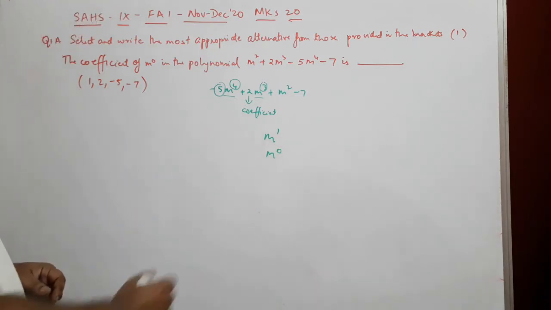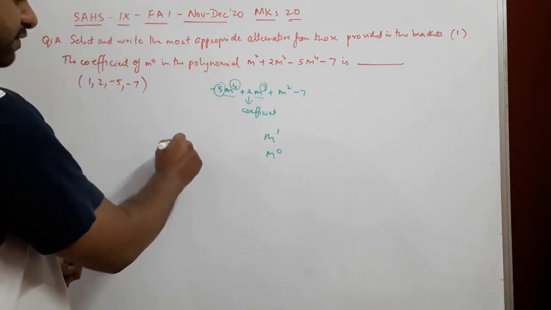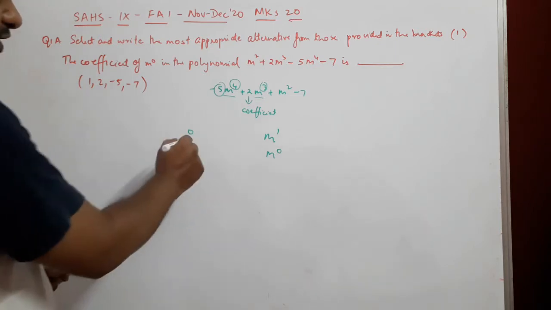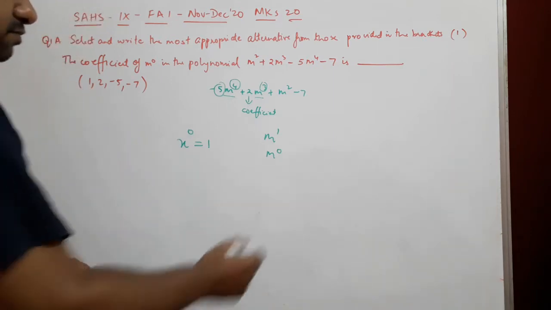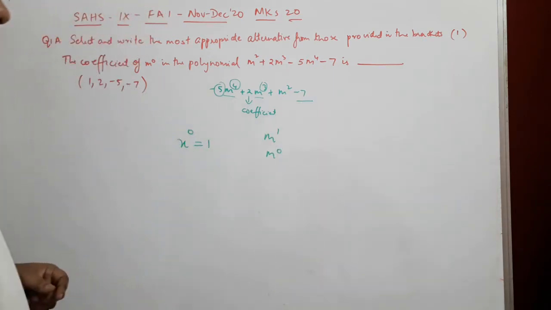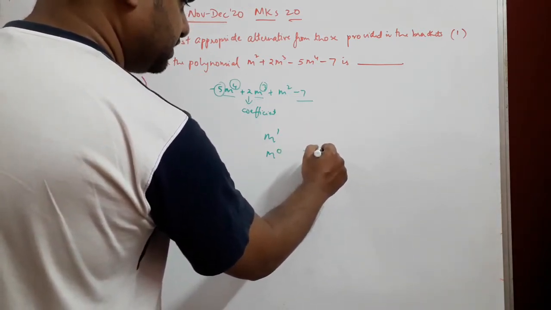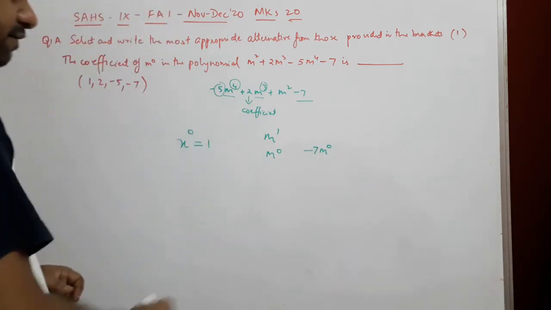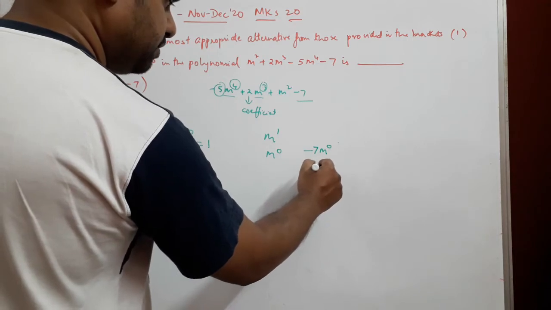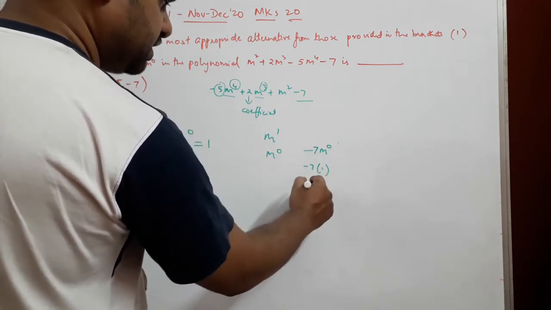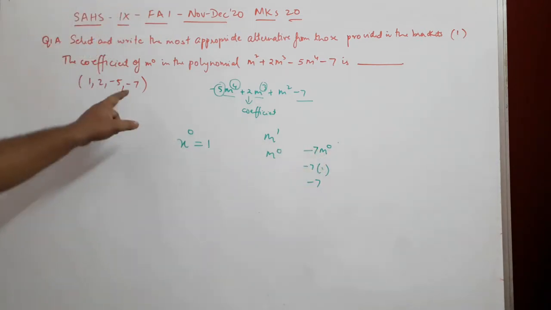Now what is m^0? Any variable raised to the power of 0 is always equal to 1. So minus 7 becomes the coefficient of that, because minus 7 can be written as minus 7 multiplied by m raised to 0. We know m raised to 0 is equal to 1. So it will become minus 7 into 1, which is nothing but minus 7. So that means the coefficient of m^0 is minus 7.